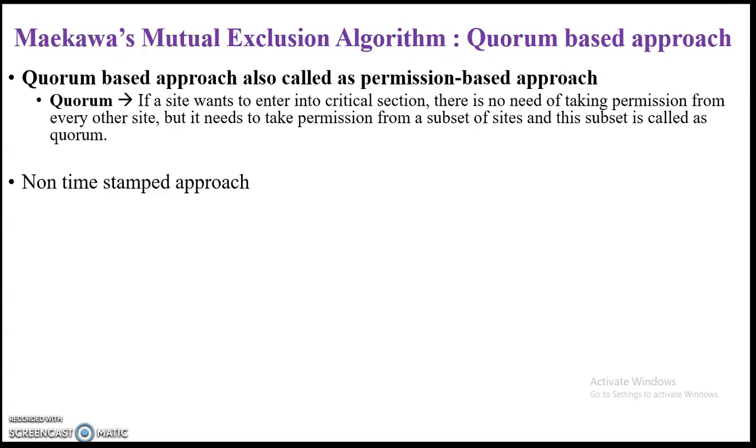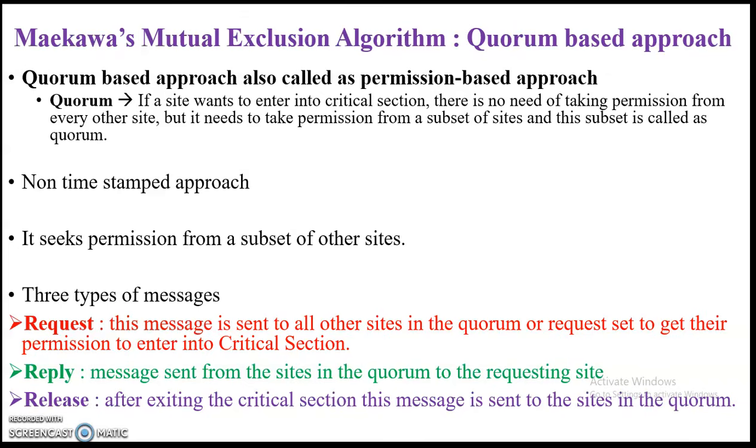It is a non-timestamp approach. It seeks permission from a subset of other sites. There are three types of messages: request, reply, and release. Request is a message that is sent to all other sites in the quorum or request set to get the permission to enter into the critical section. Reply message is sent from the sites in the quorum to the requesting site, and release is the message which is sent after exiting the critical section.